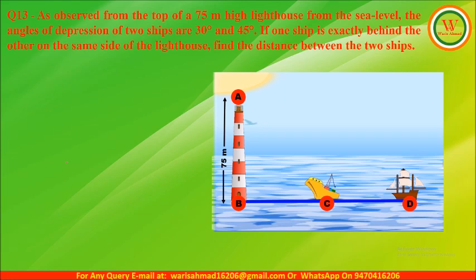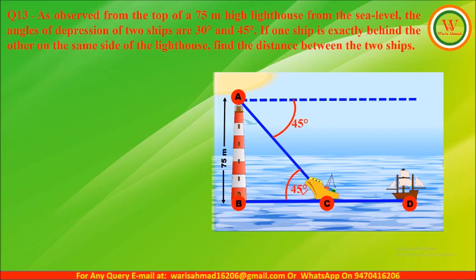and 45°. So let us see the angle of depression of the very first ship, that is, the ship at point C. First of all we have to draw the line of sight, meaning AC. Then we draw the horizontal line. Now the angle of depression is given as 45 degrees. So here this angle will be equal to 45 degrees. Since the measurement of this angle is 45 degrees, the measurement of this angle is also equal to 45 degrees, because these two lines are parallel.